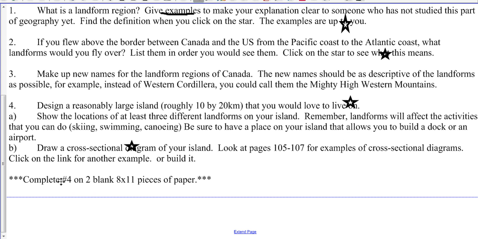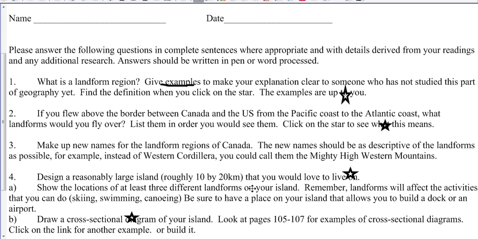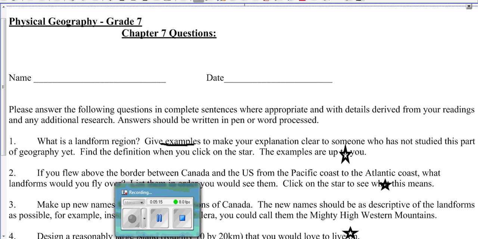So you complete number 4 on 2 blank pieces of paper. Hope this has helped you, and if it has, great. You can always email me at ryan.onder@tcdas.org if you have any questions.